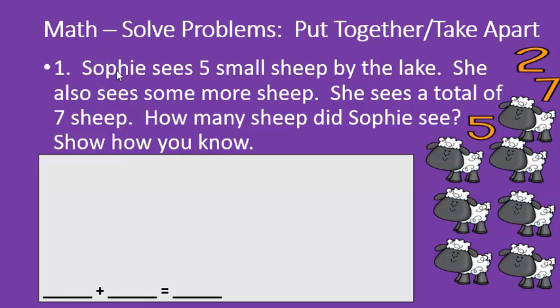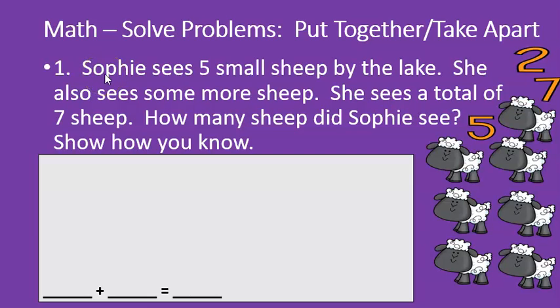Follow Mr. Begay. Sophia sees 5 small sheep by the lake. She also sees some more sheep. She sees a total of 7 sheep. How many sheep did Sophia see? Show how you know. Okay, now just look at your screen, first graders. Mr. Begay is going to show you how to do this. Okay? Now, let's come back up here because we have to read sentence by sentence now. We're going to break this apart.